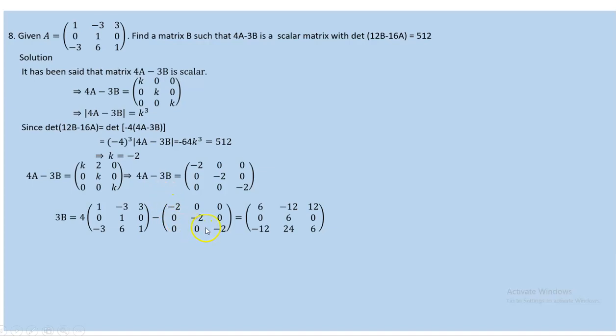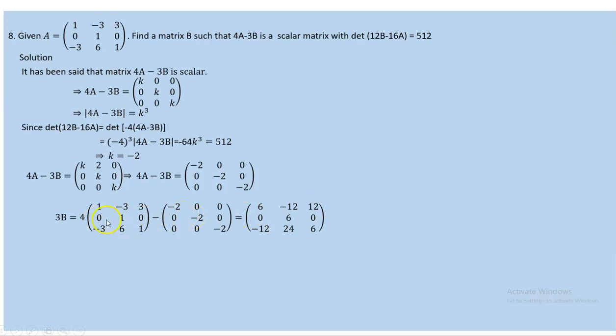So we need to operate this one. So the output for this is going to be 3 times B, not B actually, it is 3 times B. So let you see what has been done. 4 times 1 is 4, and 4 minus minus 2 makes 6. Do the same for the rest. 4 times negative 3 is negative 12. Negative 12 minus 0 is negative 12, as you see. 4 times 3 makes 12. 12 minus 0 is again 12. Do the same for the rest.